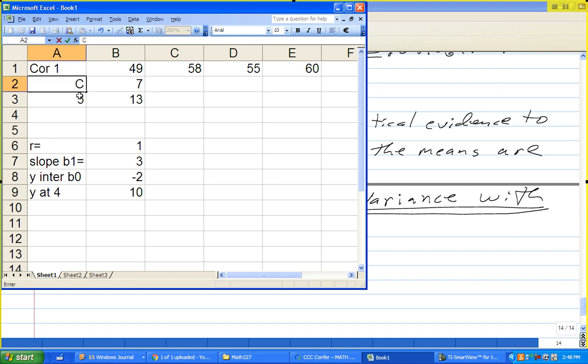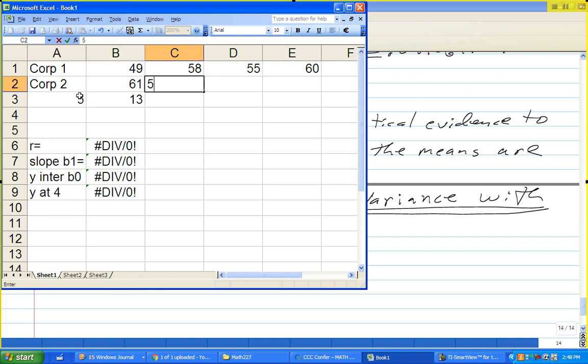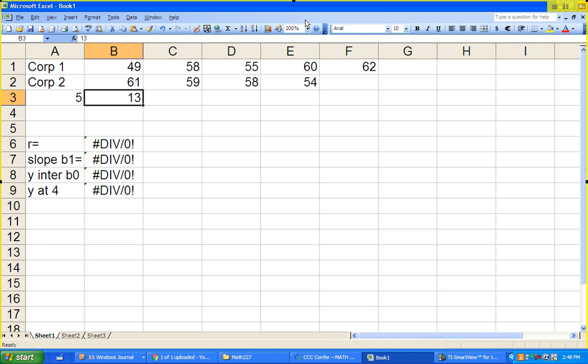Corporation 2: 61, 59, 58, 54. And let me make this a little bit bigger. Corporation 3: 56, 63, 60, 48.